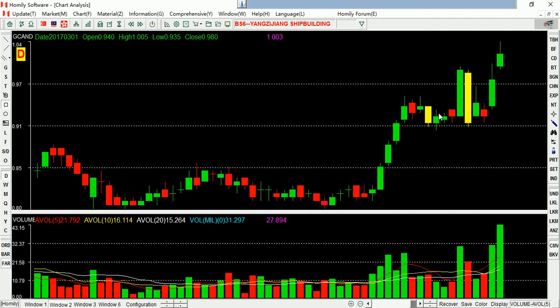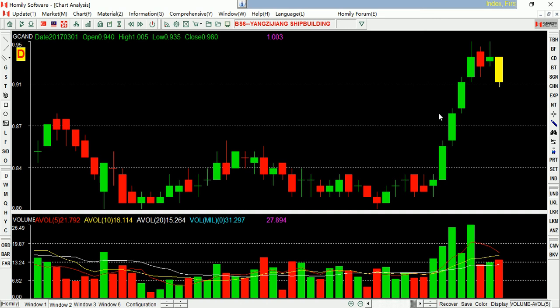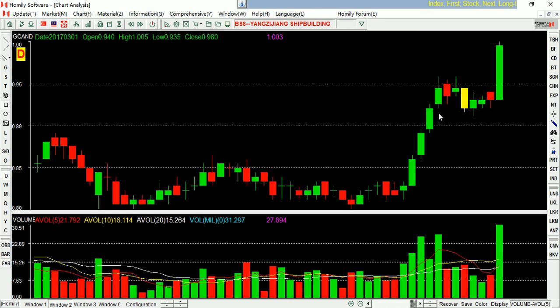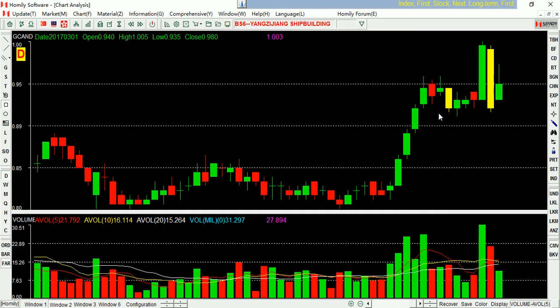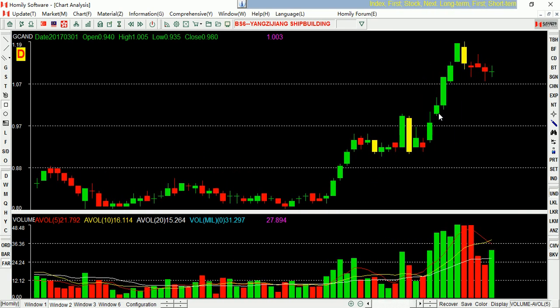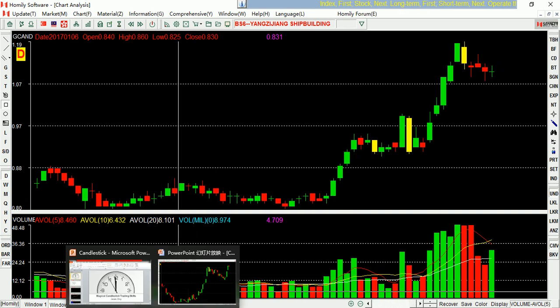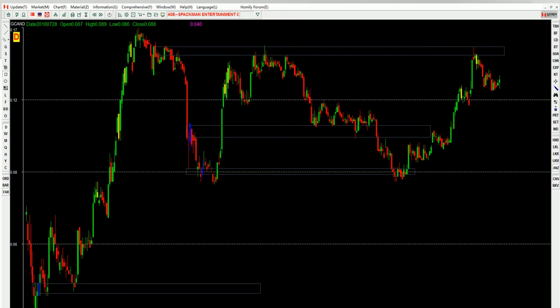So here we sell or not. Yellow candlestick appears. Next day, sell or not? No, wait and see. Here, sell or not? Still can keep. But here, sell or not? Here you should sell first. So this is the trading strategy.